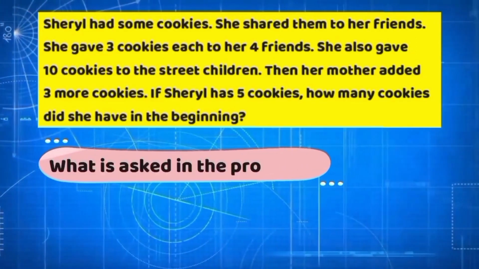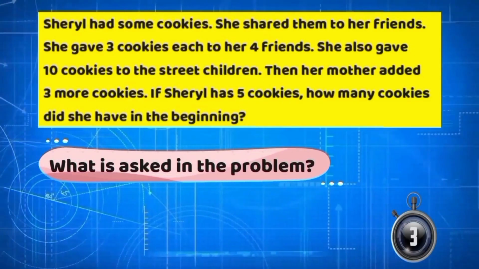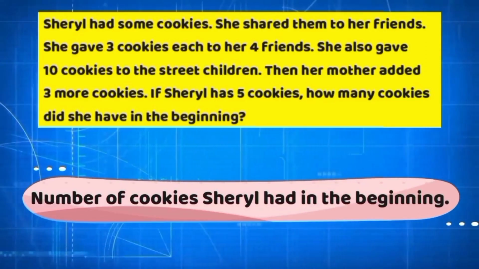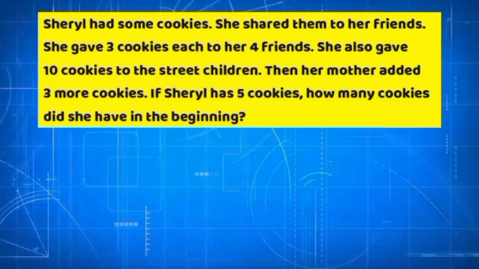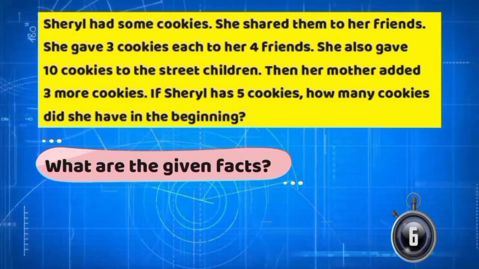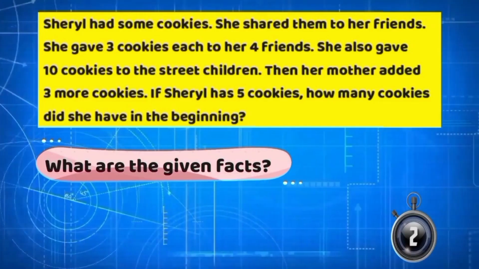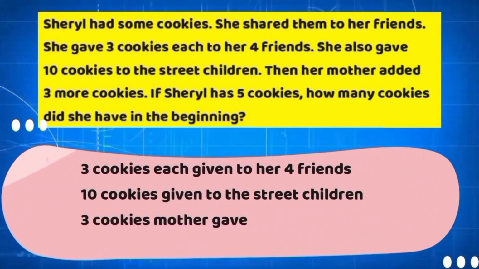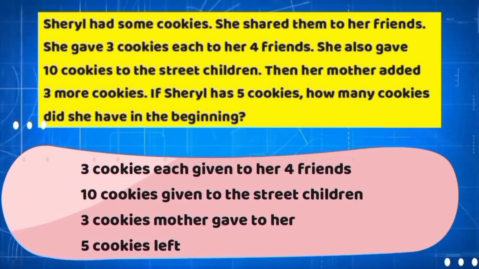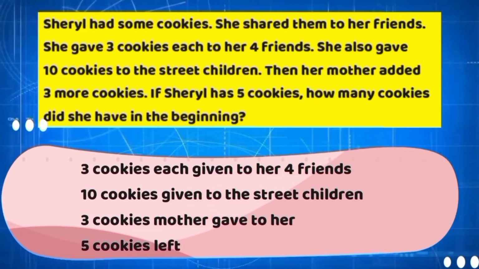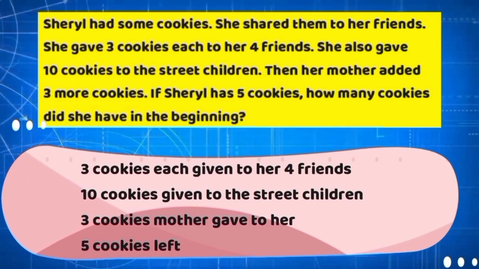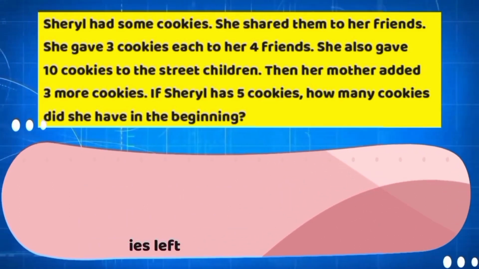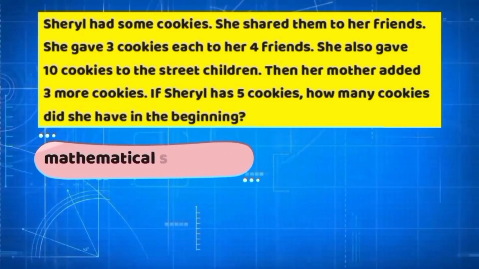What is asked in the problem? Correct. The number of cookies Cheryl had in the beginning. This is the unknown. Now, what are the given facts? That's right. The given facts are 3 cookies each given to her 4 friends, 10 cookies given to the street children, 3 cookies mother gave to her, and 5 cookies left. Now, let us write the mathematical sentence.